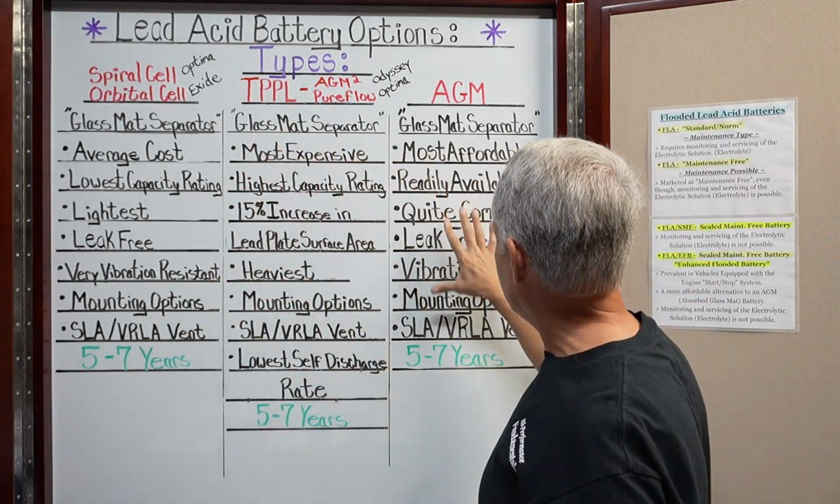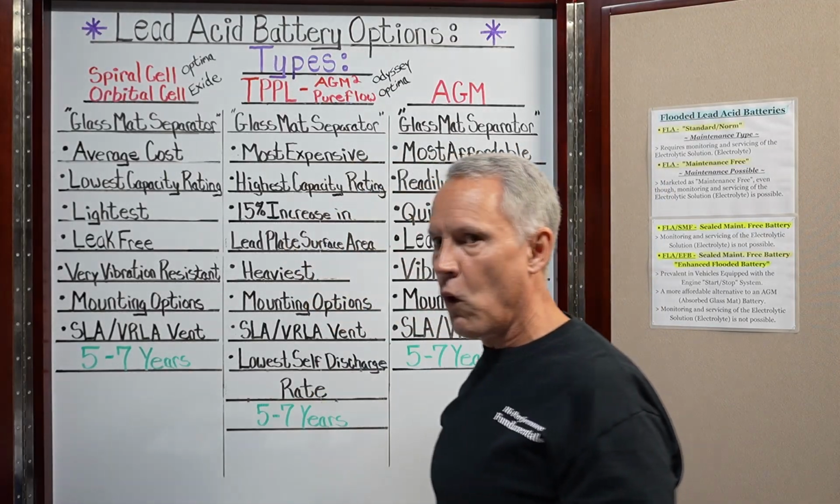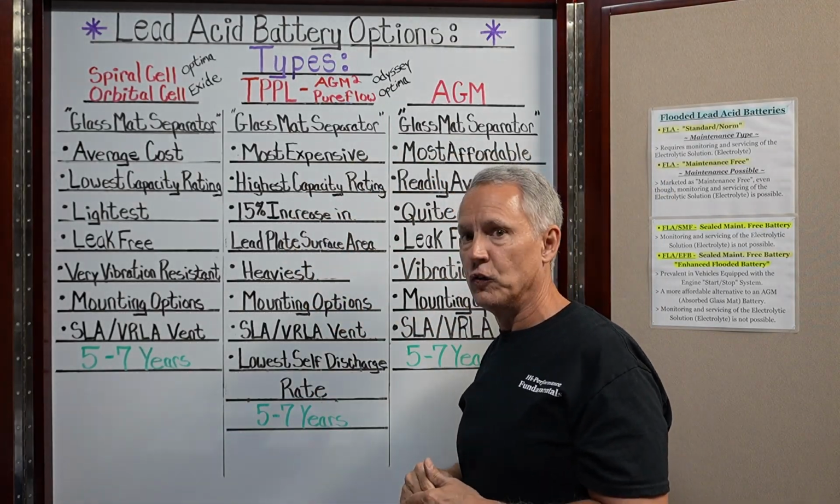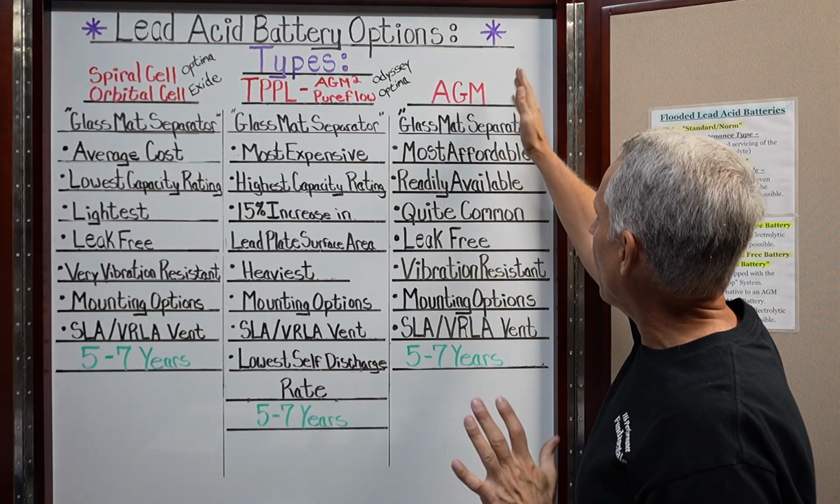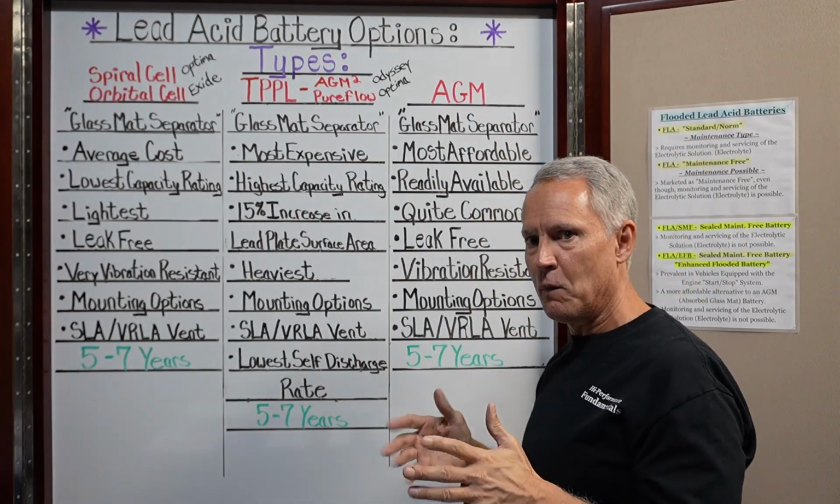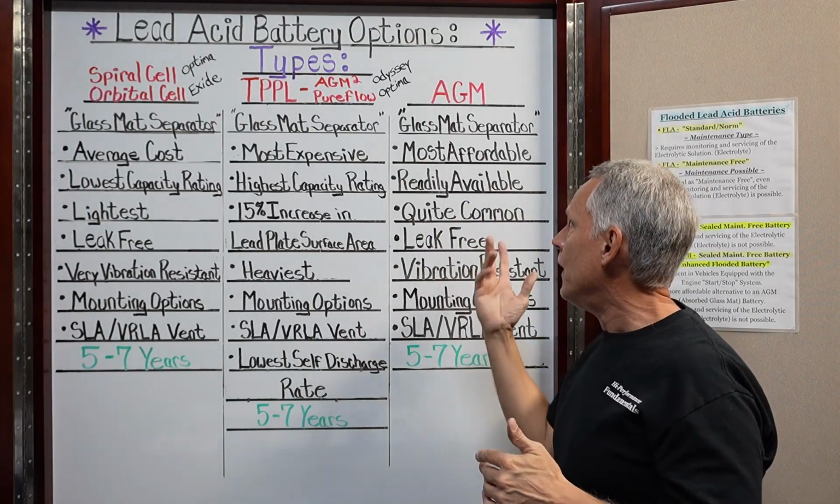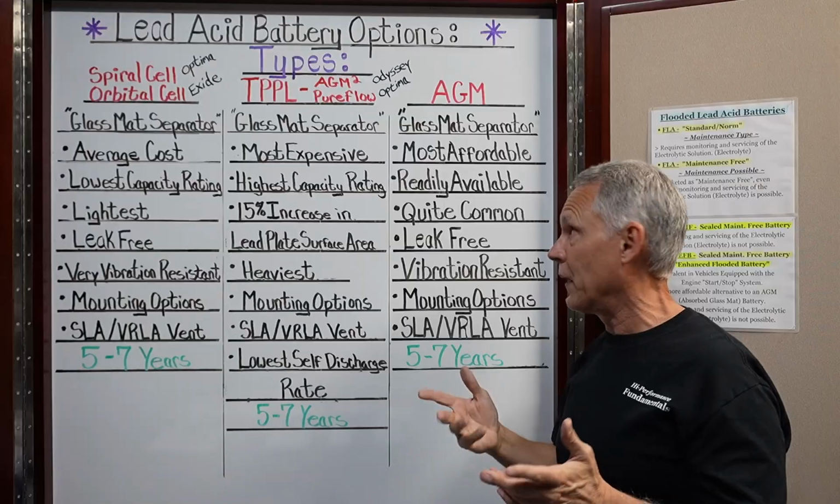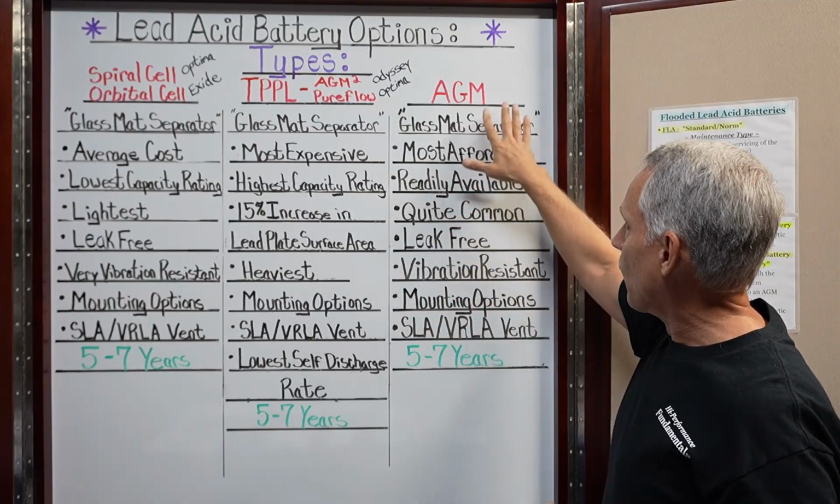They all have roughly the same life expectancy, 5 to 7 years. Some claim more, but in my experience, 5 to 7 years is probably pretty accurate. So from there, the original or the most common AGM plate style battery, the one that you'll find pretty much anywhere they sell automotive batteries or batteries for boats or motorcycles or what have you. It's a standard plate type battery. It is the most affordable of the bunch.